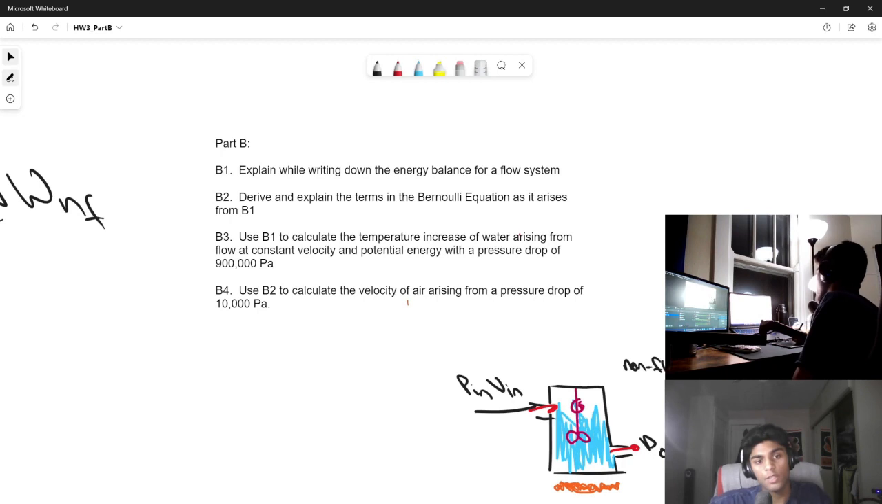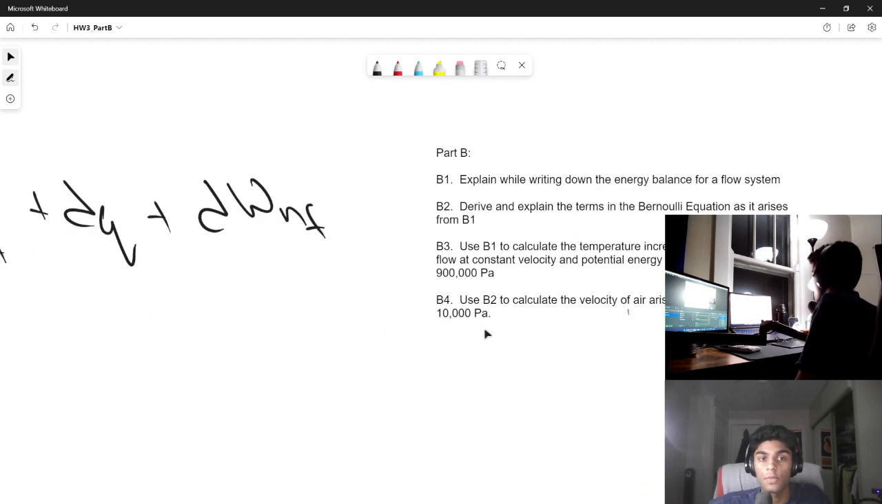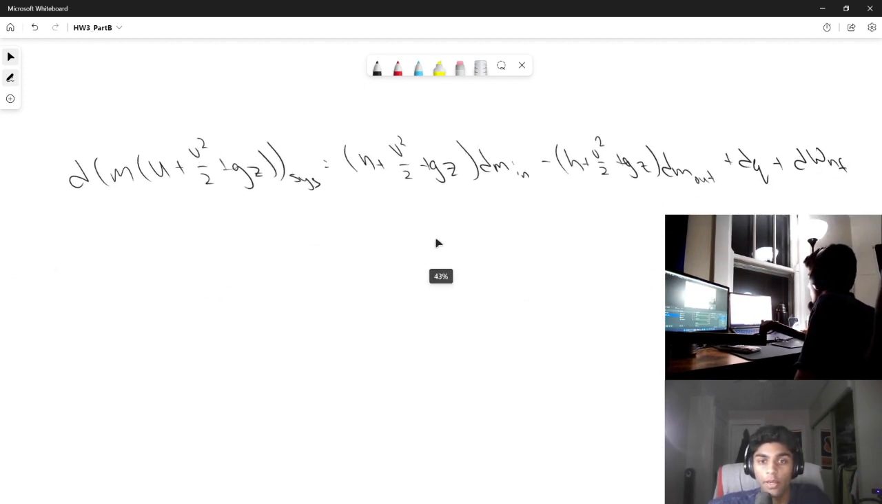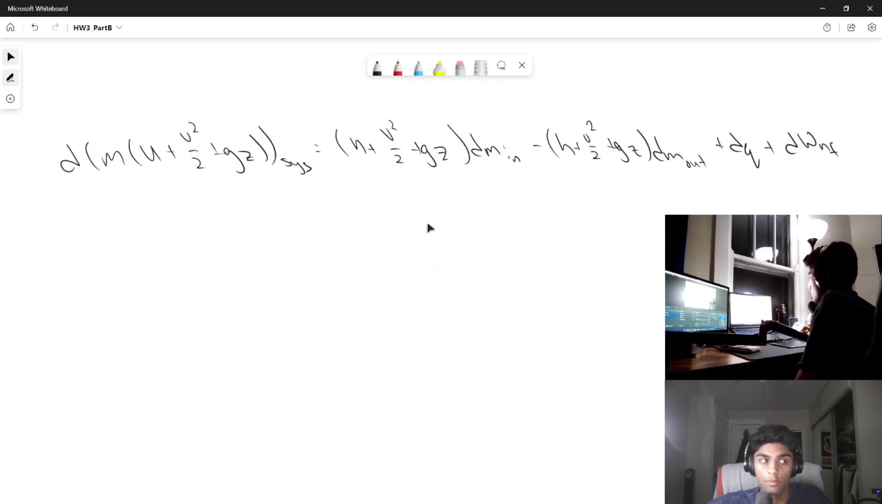So now for this last part, B3, we're going to use the energy balance that we derived in the first part of this video to calculate the temperature increase of water arising from flow at a constant velocity and potential energy with a pressure drop of 900,000 pascals. So first things first, I have gone out and rewritten that energy balance in question.